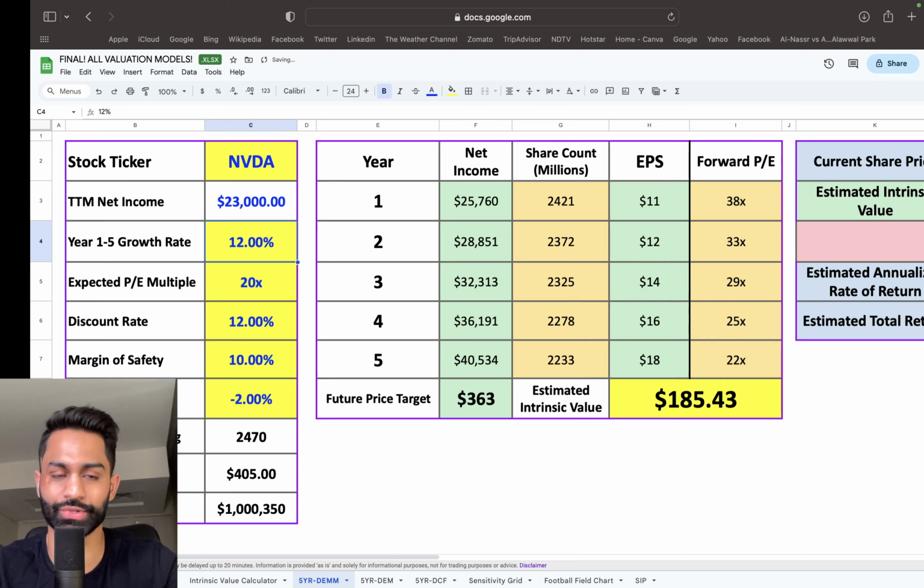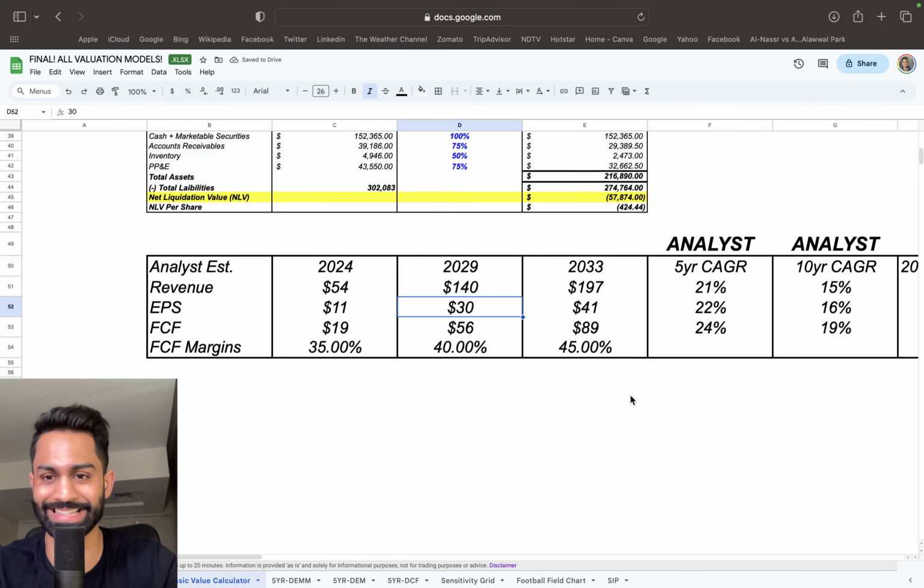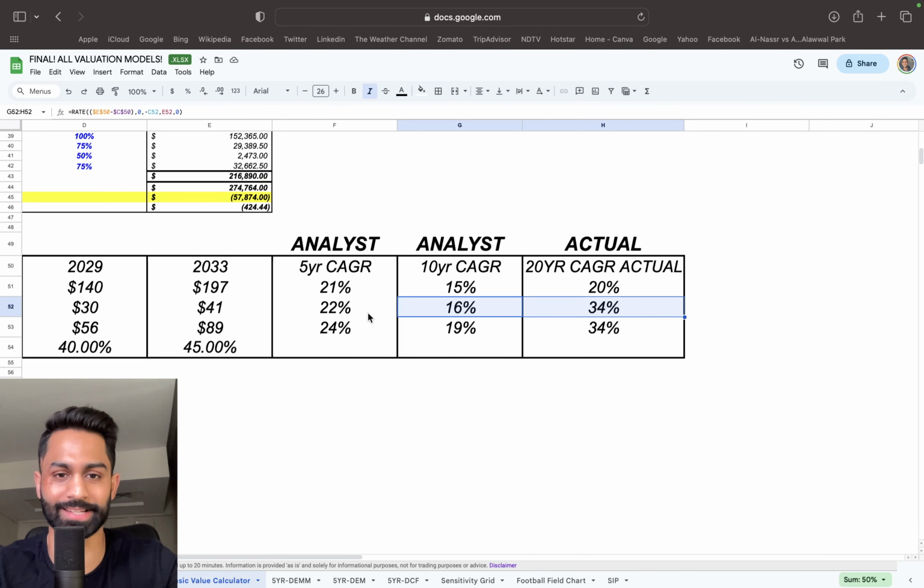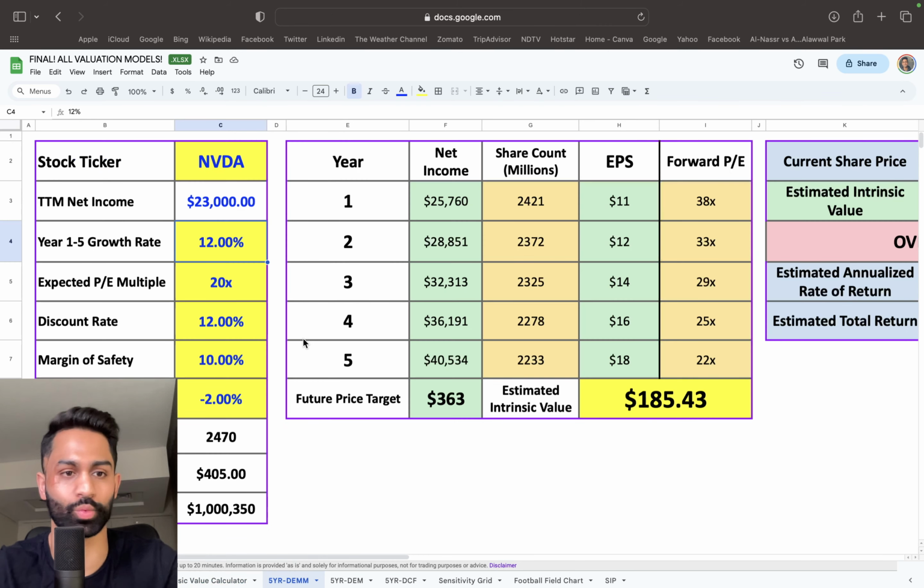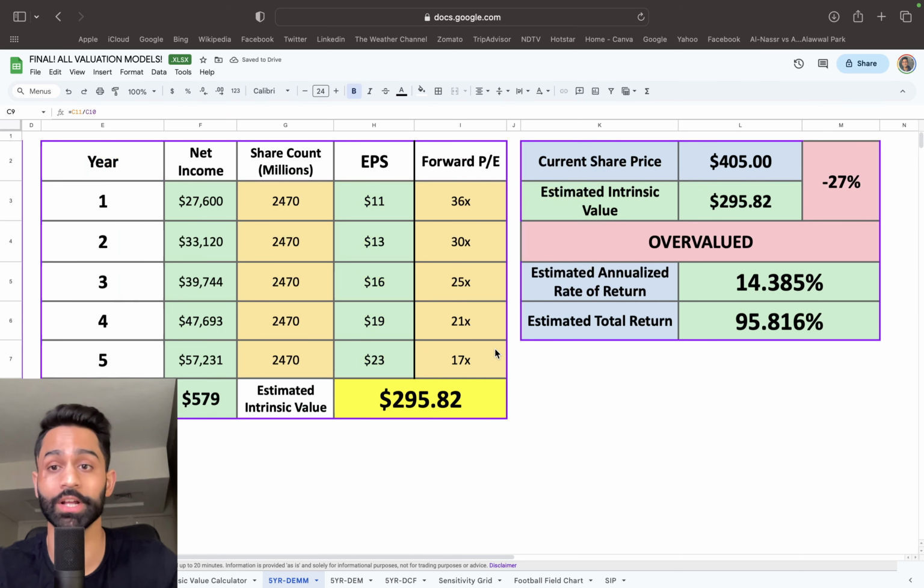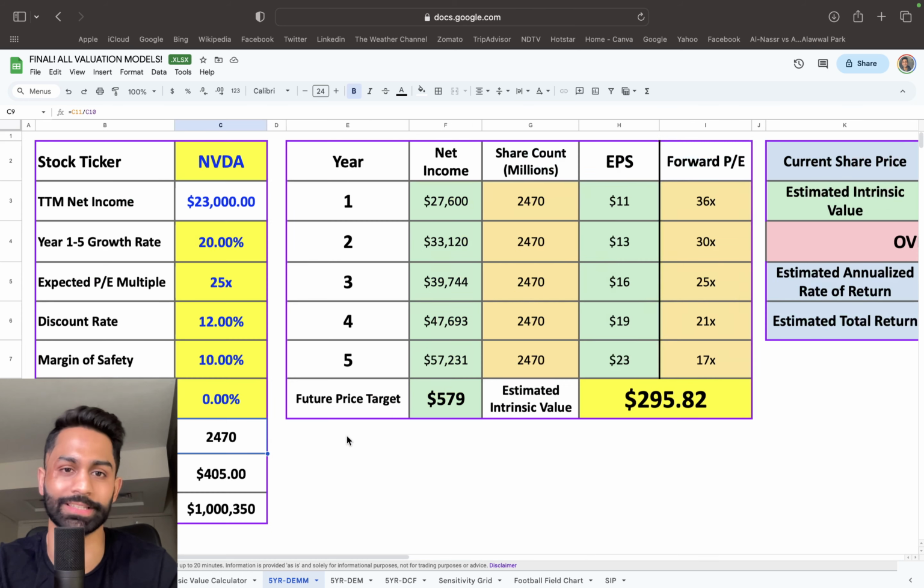Net income growth. So EPS expected to be growing at 16% over the next 10 years, 22% over the next 5 years, and 34% over the last 20 years. But like I said, I'm going to be more conservative here. I'm going to go with 20% growth rate and about a 25 times expected multiple, 12% discount rate, 10% margin of safety, 0% share buyback, and we're sitting at just under $300 per share, which actually is not bad. I mean, this is based on an earnings model. $295, I think, is going to be that intrinsic value for Nvidia based on the discounted earnings multiple model. That's going to be this over here.